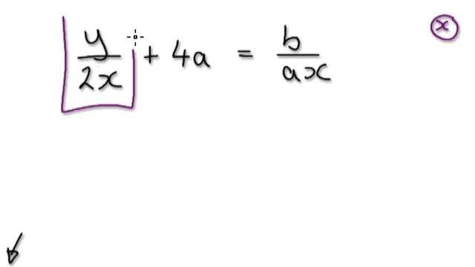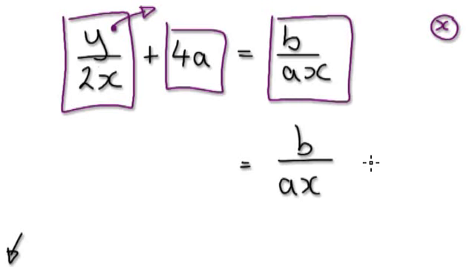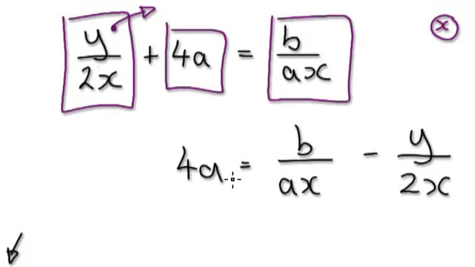Okay, one way of doing this is to visualize it as one block plus this block equals this block here. Try and get all the x's on one side. So I'm going to move this block to the other side. So it will be this, b over ax minus y over 2x. On this side, it's going to be 4a.